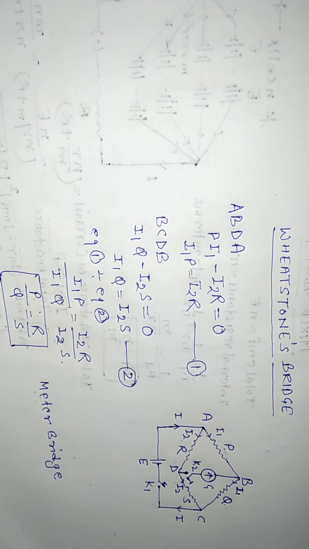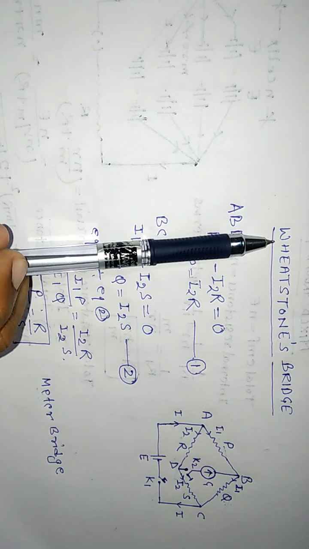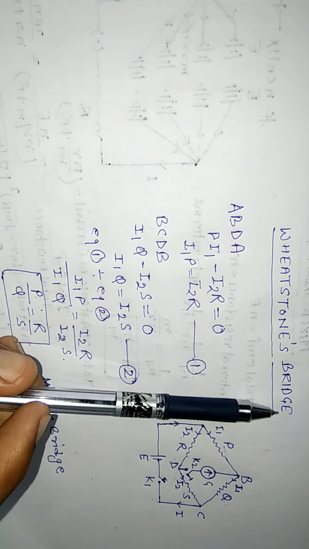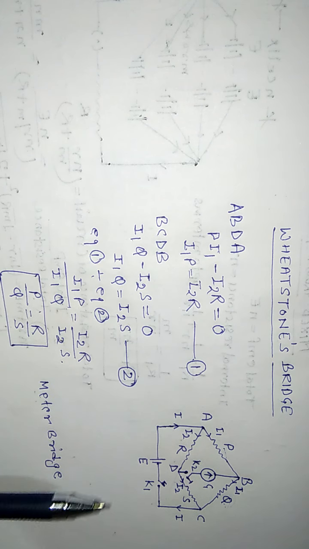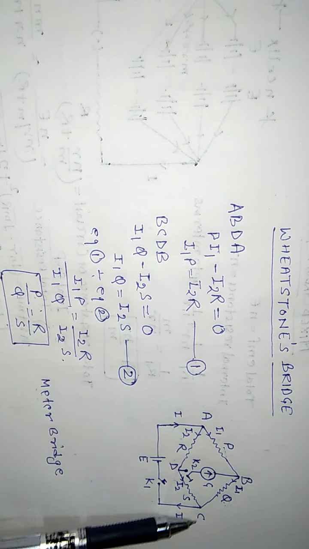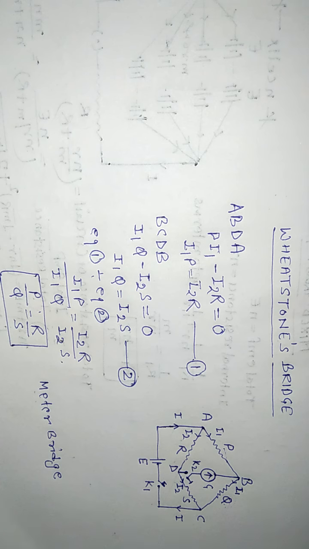Good morning, students. Today we are going to discuss Wheatstone Bridge. Wheatstone Bridge is an arrangement of resistances by which the resistance of a given conductor can be determined.